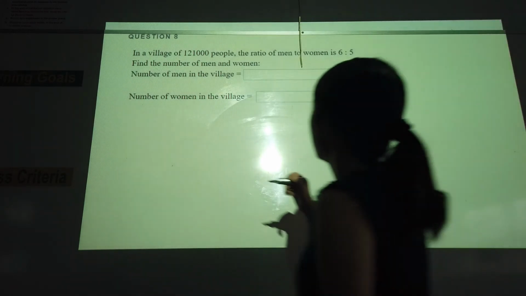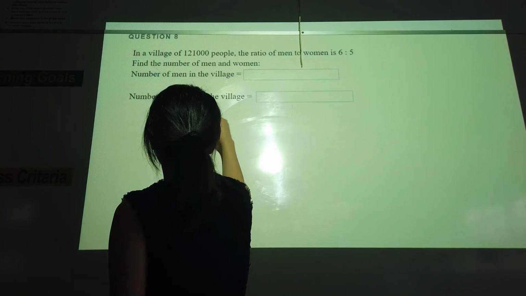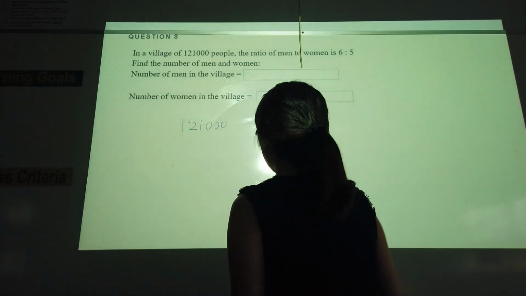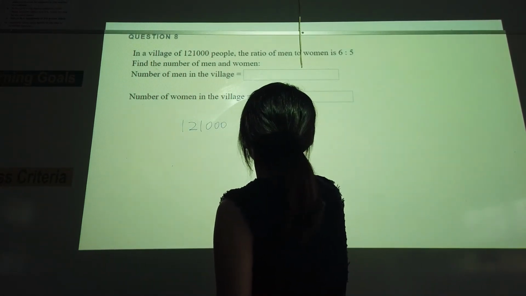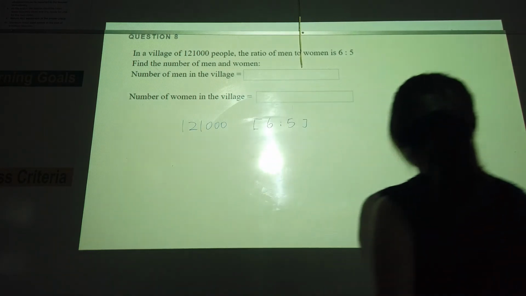Let's have a look at question 8 on the mini test 1. In a village of 121,000 people, the ratio of men to women is 6 to 5. You're asked to find the number of men and women. Now, this is a typical question that is asking you to divide a quantity, which in this case is 121,000, into a given ratio, which is 6 to 5.